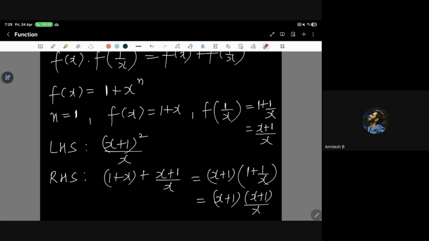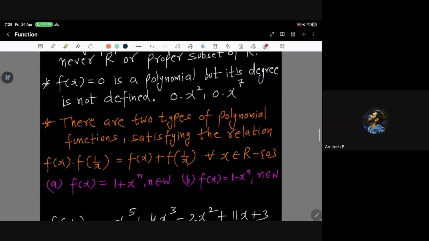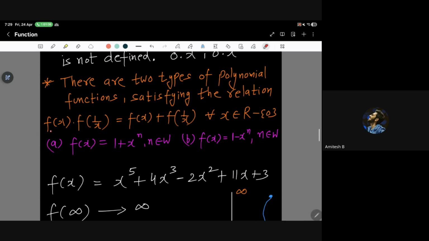Okay, so this is a very famous functional equation, and they just give you that there is some function f(x) which satisfies this equation, and they will ask you to find something like f of 2. So basically we have to figure out which function is satisfying the given condition. They will give you one more condition.